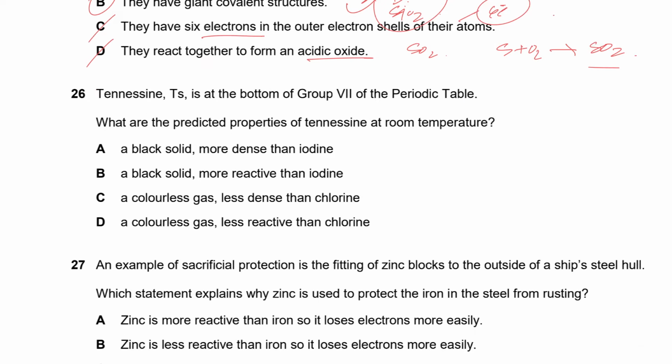Tennessine is at the bottom of group 7. So if it's at the bottom of group 7, what should its property be? You know that as you go down group 7, the state changes from gas to liquid to solid, so it must be a black solid, not a colorless gas, and the density increases. That's why the color becomes darker and darker. So it must be more dense than iodine, not more reactive than iodine, because reactivity decreases down the group. The most reactive is fluorine, not iodine. So A is the correct statement.